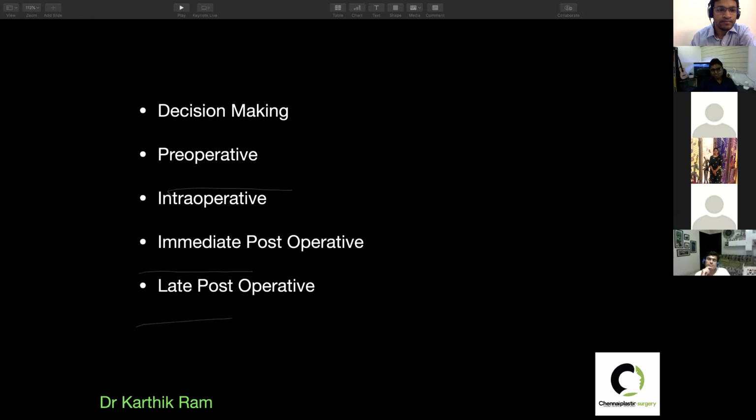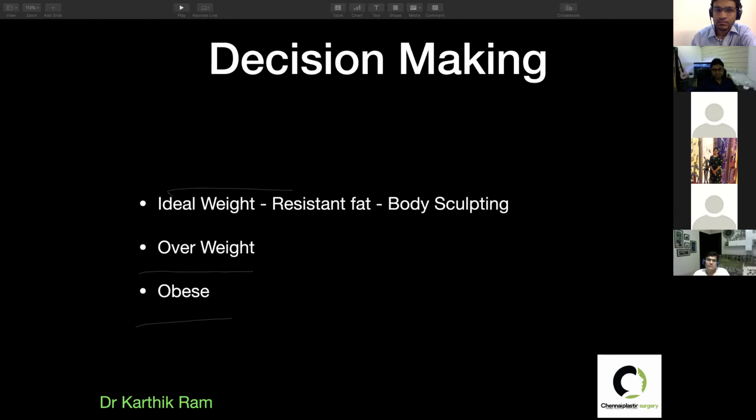Decision making. In this heading only, we are going to discuss the whole upcoming topic. We are going to see how we take the decision, what are the things you need to take care of preoperatively, what are the things you need to take care of intraoperatively, what you see immediate post-op, and what are the complications seen in the late post-operative period. In this heading, we are going to see the whole lecture today. Decision making.